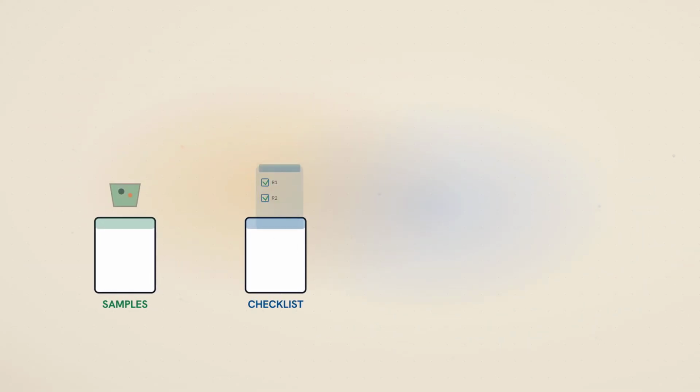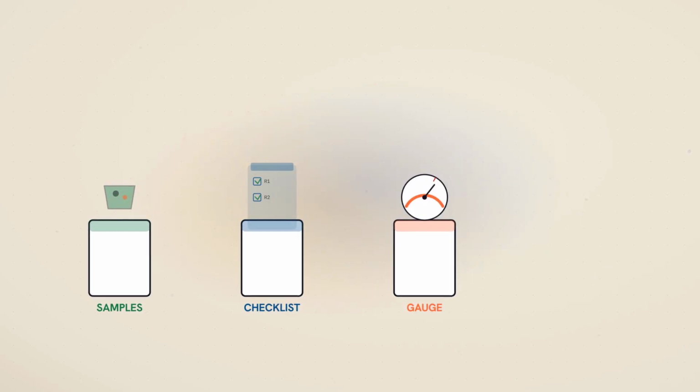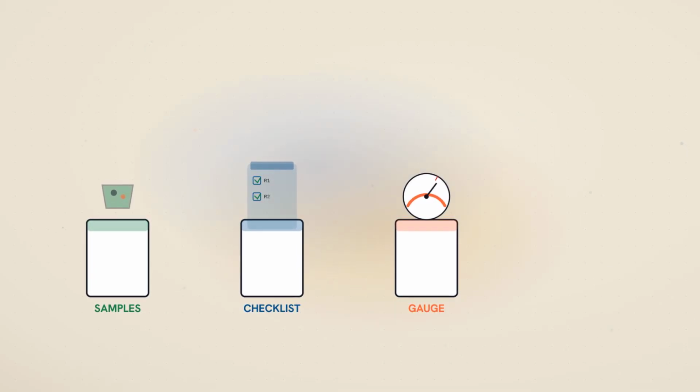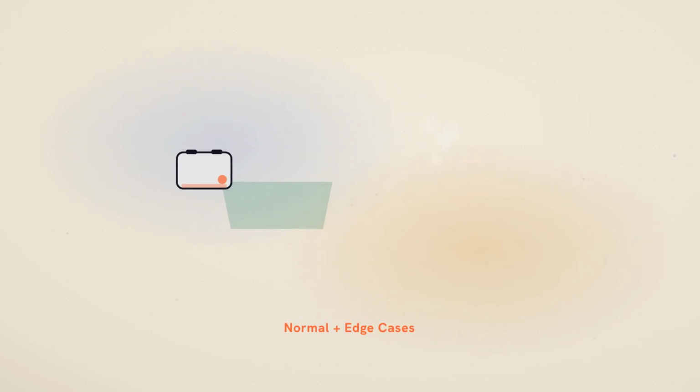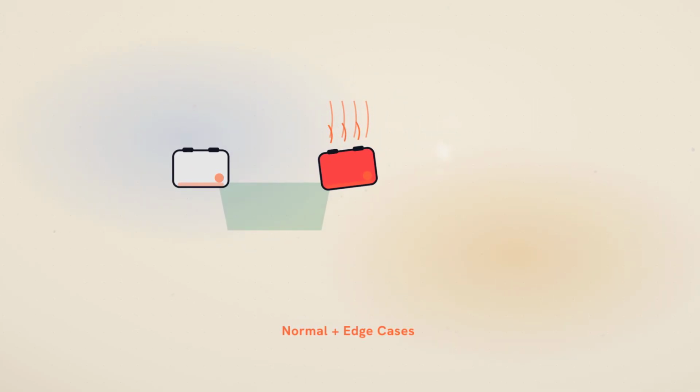Building it takes 3 quick steps. First, you pick your samples, then you write your checklist, and finally, you set your pass or fail gauge. For your samples, you want a good mix. Grab some totally normal toasters, but also grab some weird ones that ran too hot.